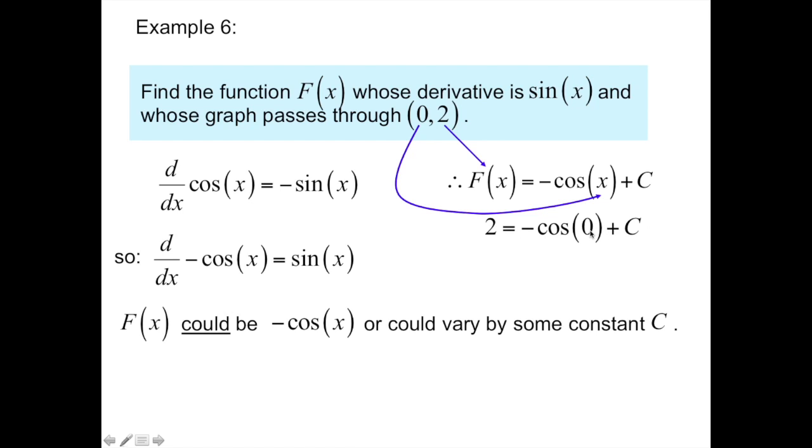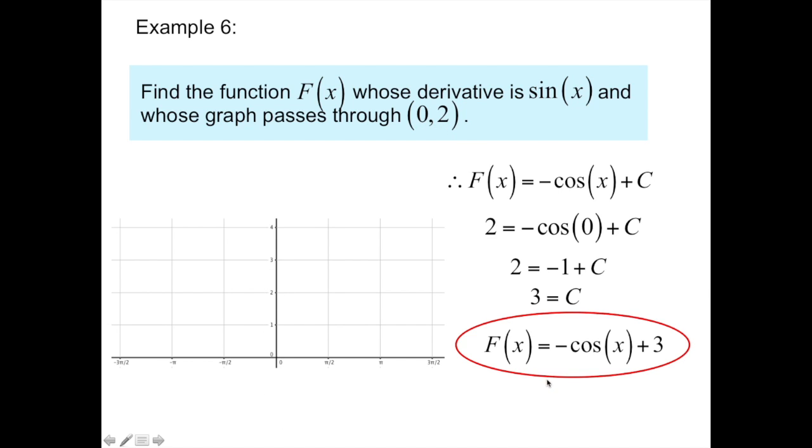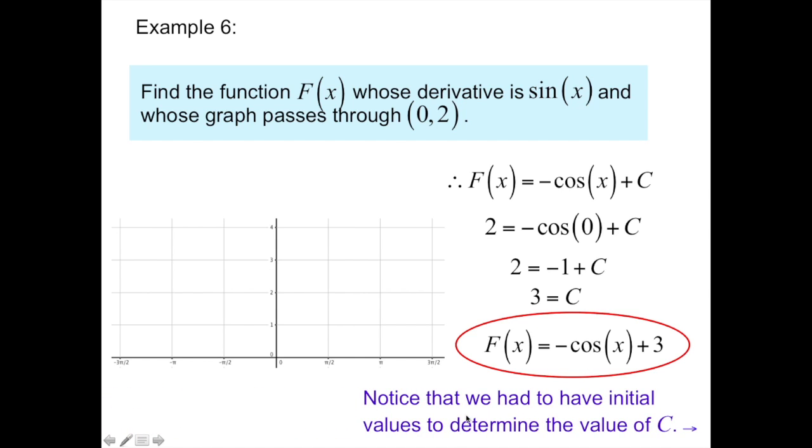So cosine of 0 is 1. So we end up having 2 equals -1 plus c. When I solve this algebraically, add 1 to both sides, I get c equal to 3. So that means I must have a 3 out here. If I have a 3 out here, then I can pass through this point 0, 2 right there. So let's go ahead and graph this. When x is 0, cosine of x has a value of 1. And so this is really my cosine curve that's flipped, and then it's shifted up 3. So it looks something like this.